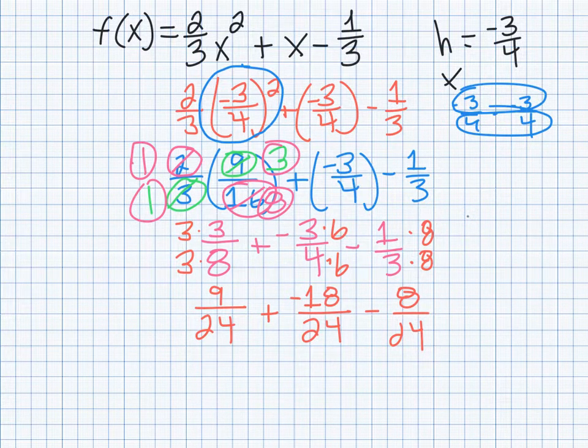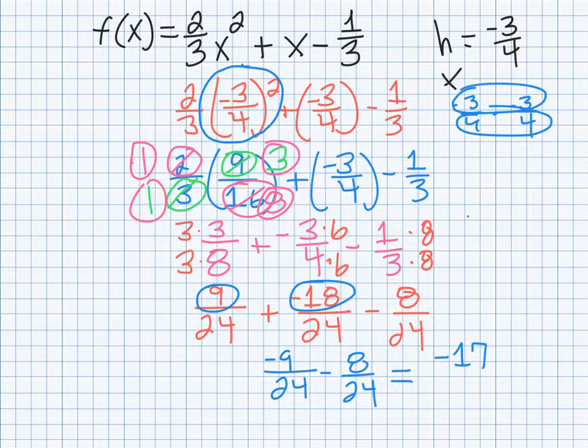Now, what am I saying? I'm not dealing with the 3 now. I am dealing with my numerators. Now my denominators stay the same, so I'm going to do 9 plus negative 18, gives me negative 9 over 24. So I get negative 9 over 24 minus 8 over 24. Negative 9 minus 8 gives me negative 17 over 24.